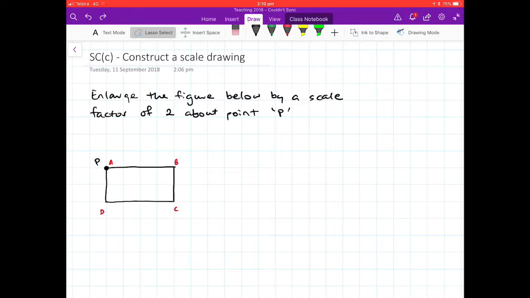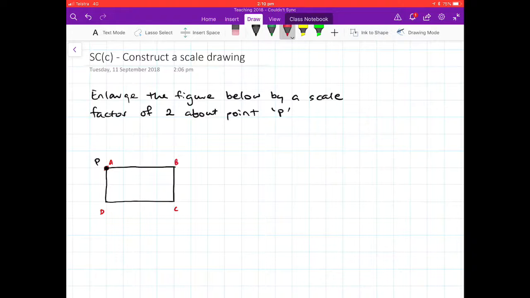A scale factor of 2 would mean that any measurement we take from this shape, we double it or multiply it by 2. So at the moment, point A and point P are in the same spot. They're right here. So as point P is point A, if we were to double that, it would remain in the same spot. So point A is going to remain where it is.